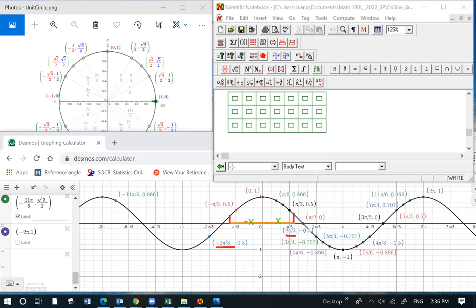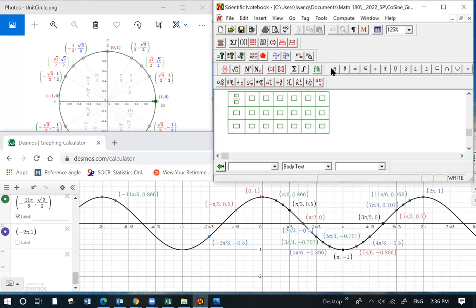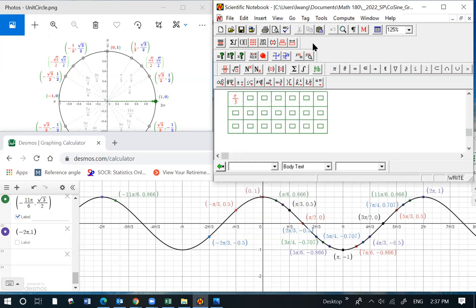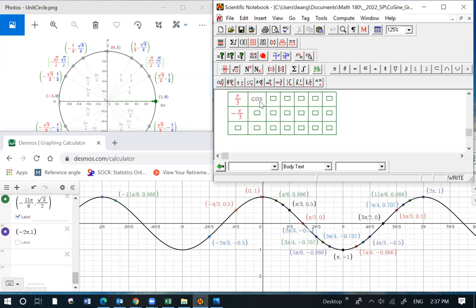So I'm going to give you a group of numbers to see it for yourself. I'm going to clean it up. We start with the numbers we already talked about. For pi over 3, and its opposite, negative pi over 3, what is the cosine of those? Cosine pi over 3, and cosine of negative pi over 3.